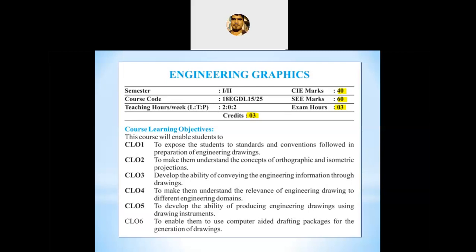And first, why do we have to study this subject? That is the course learning objectives. Why the university put this subject in the first year, common to all students. The first objective is to expose students to the standards and conventions followed in the preparation of engineering drawings, not only for mechanical, but for civil, electrical, and electronics. All branches need engineering drawing.